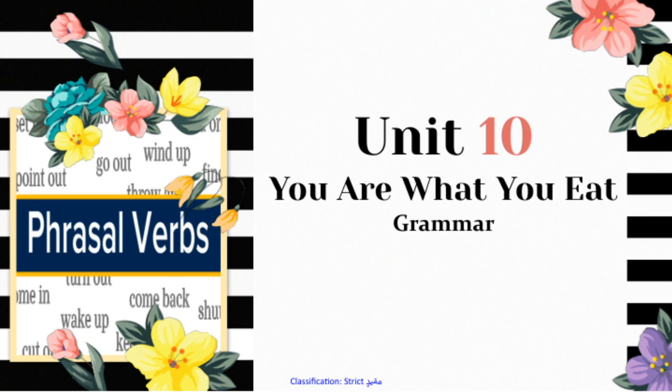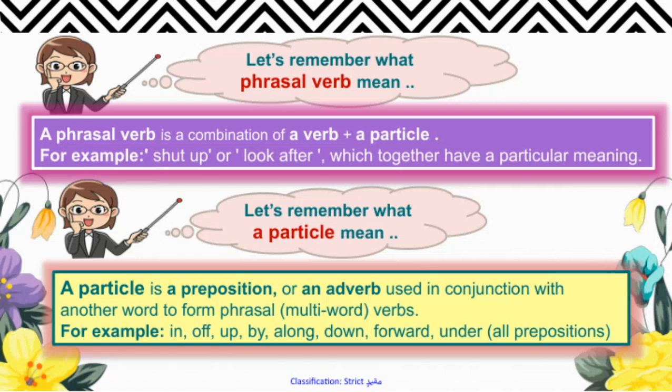So let's get started. A particle is a preposition, or an adverb used in conjunction with another word to form phrasal verbs. For example, words like in, off, up, by, along, down, forward, and under are all prepositions that can serve as particles. Let's remember what a particle means in this context.